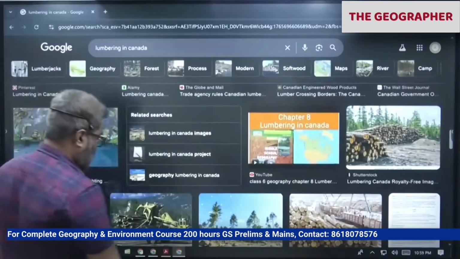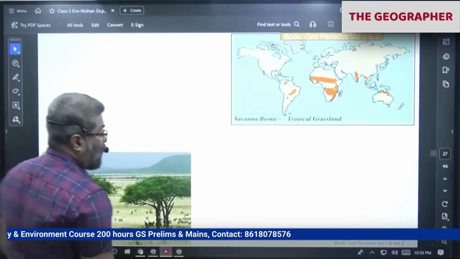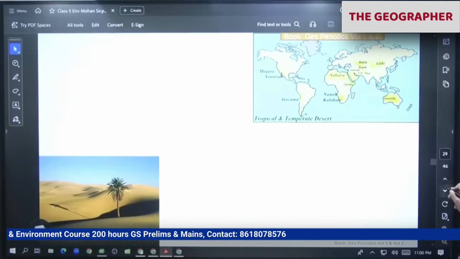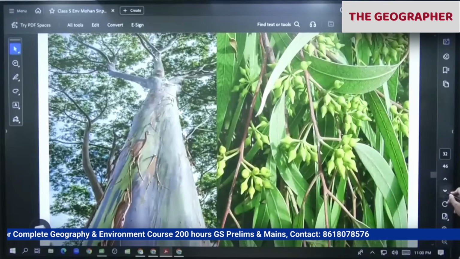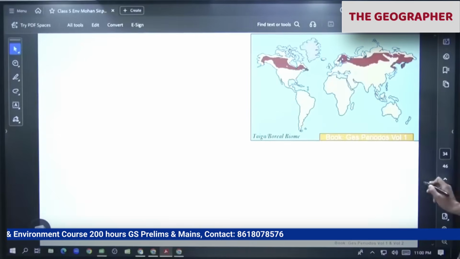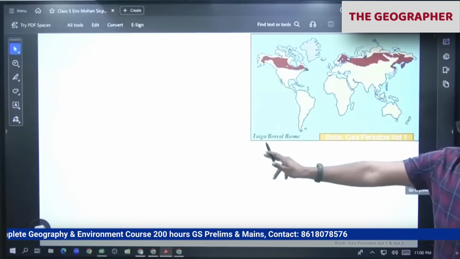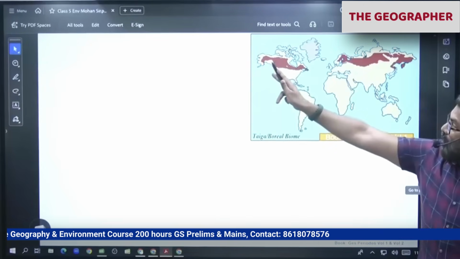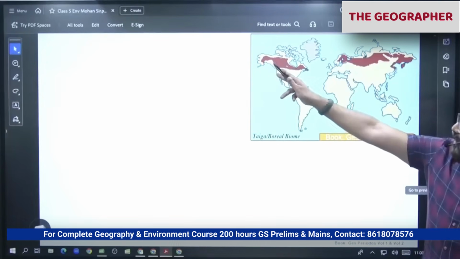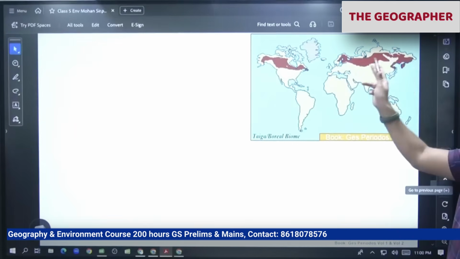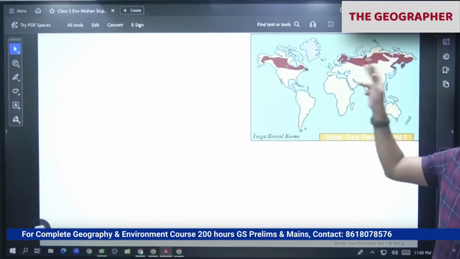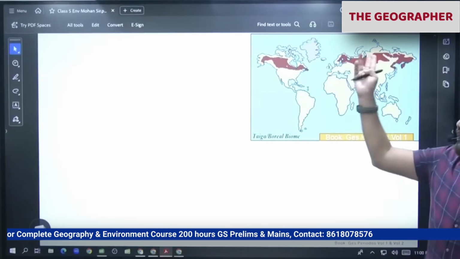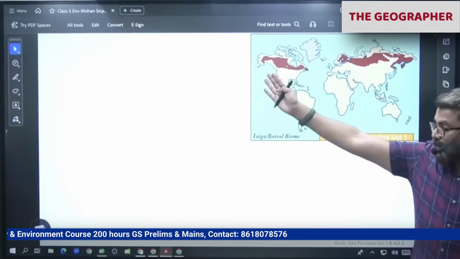Okay. Where is this? I'll show you. This one. See, taiga, also called the boreal biome, only in the northern hemisphere. I have not shown anywhere in the southern hemisphere. See where? Alaska, Canada mainly. Then you can see Europe, North Europe and Russia. Most part of the northern hemisphere. This is the largest forest area-wise. Russia has the largest forest, followed by Canada.